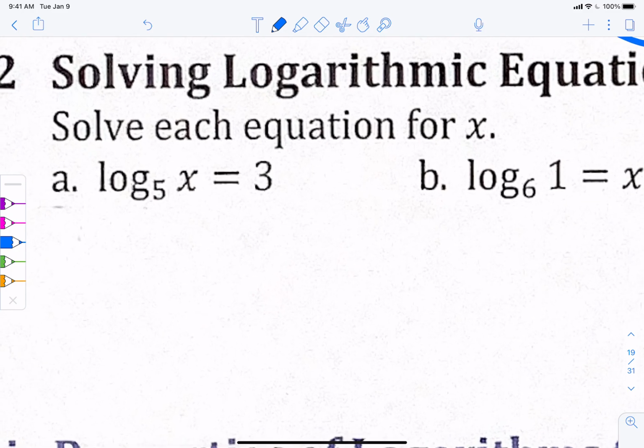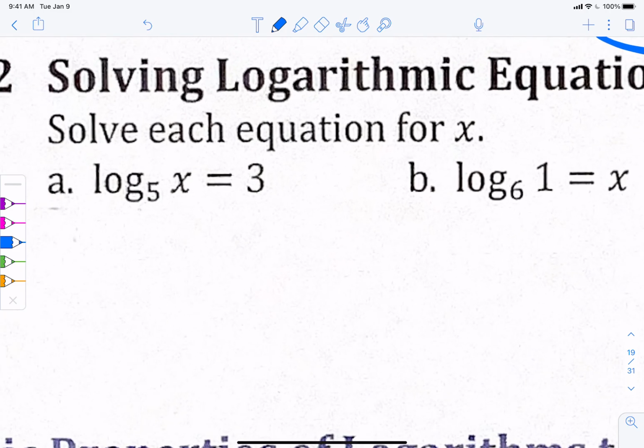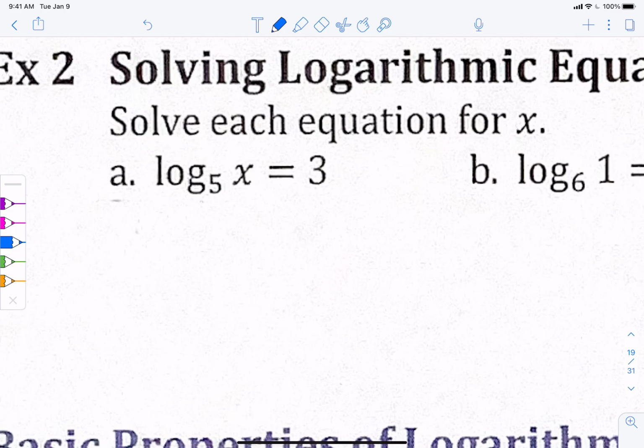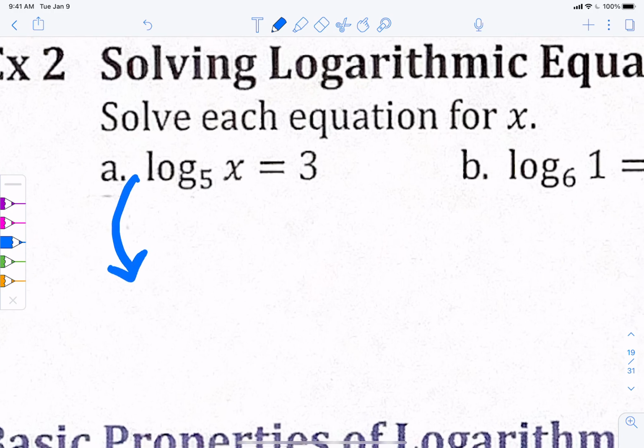Solve each equation for x. Solving log equations. All right. Now, it's the same thing, kind of, except we have 3 parts now. They give us 3 parts. So let's switch it around and let's make it an exponential function. Okay. We'll see what that gets us, right?